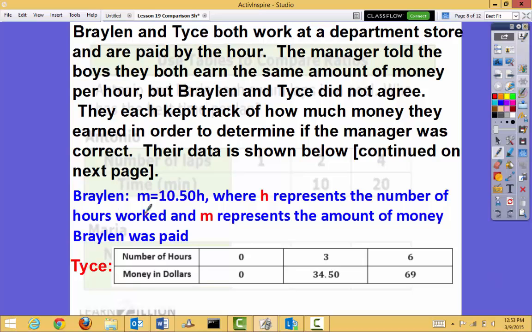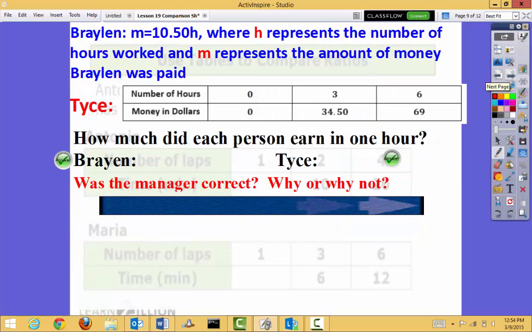So Braylene said that he had an equation of money equals $10.50 times H. So his money equals $10.50 times the number of hours he worked. Tice decided that he was going to keep track of a table. So after 3 hours, he was paid $34.50. For 6 hours, he was paid $69. Okay, so let's continue on the next page.